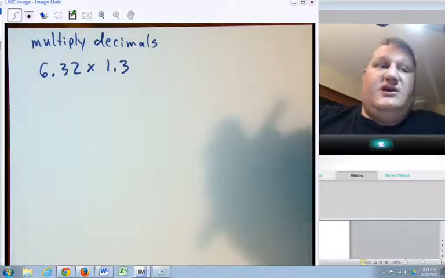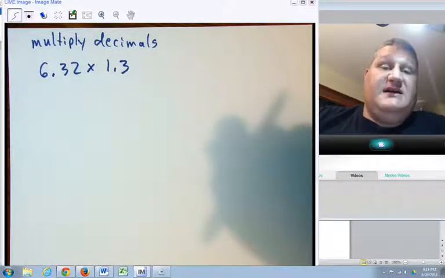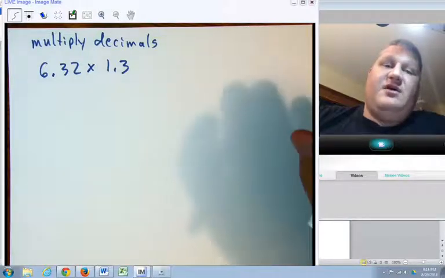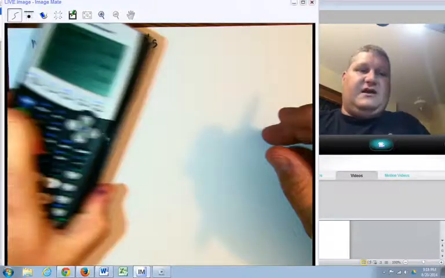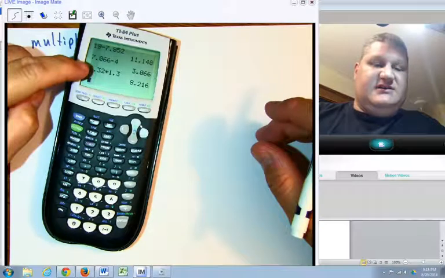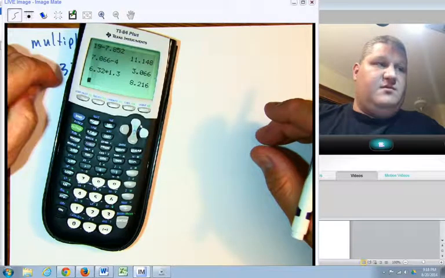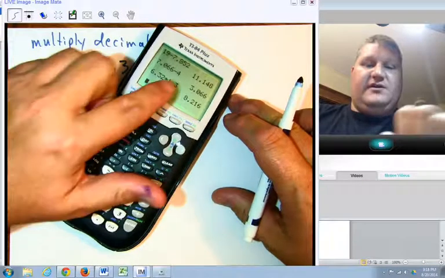Okay, ladies and gentlemen, now we're going to start talking about multiplying decimals. Now, we need to multiply decimals by hand. Again, we have to have the process down, not because you can't just type it into a calculator. That's what I've done right here. I've just taken 6.32 times 1.3, thrown it into a calculator, it gives me the answer.